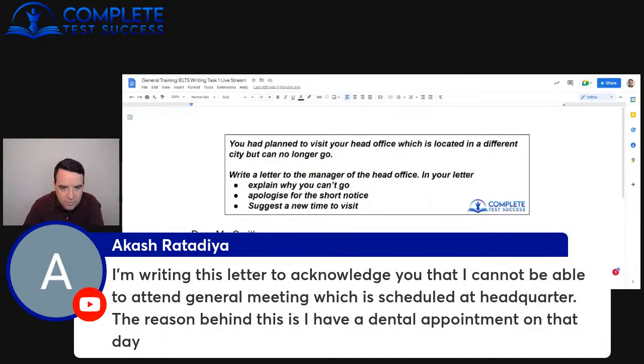Akash, I'm writing this letter to acknowledge you. No, to inform you, not acknowledge. To acknowledge is to make someone aware that you know some information, or maybe that you accept something. Okay, I'm writing this letter to inform you that I cannot, and to be able to and the word can are the same meaning. So we don't use them together. So I'm writing this letter to inform you that I am unable to attend our general meeting, which is scheduled at the headquarters.